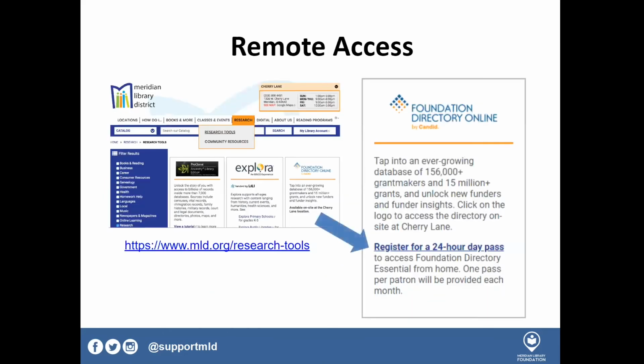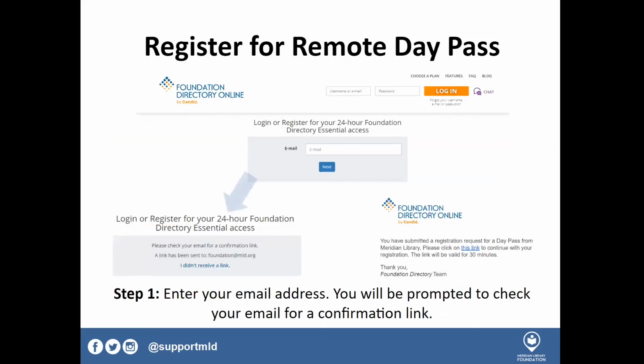So how do we access it? Same as the full version. When you're on site, you're going to go to those research tools on mld.org, and you're going to click on the link that says register for a 24-hour day pass. And again, as Jenna Lee mentioned, you get one 24-hour day pass per month. So it's really important to utilize that time that you have and have all of these tips and tricks ready before you even log in.